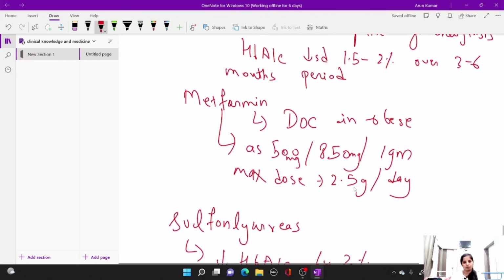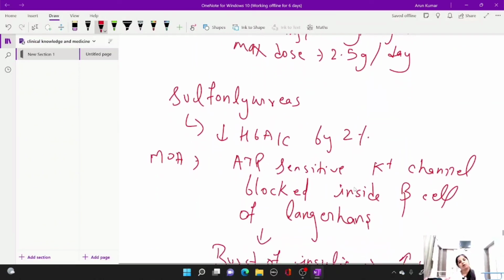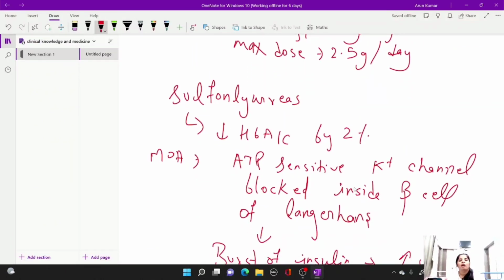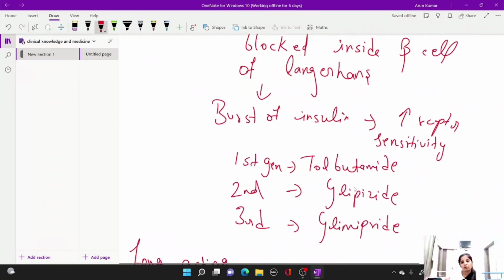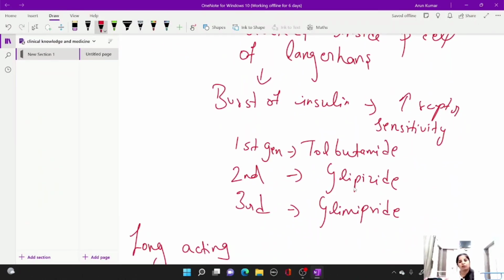Then sulfonylureas, which will decrease the level of hemoglobin A1C by 2%. These medicines are tolbutamide, glipizide, glimepiride.